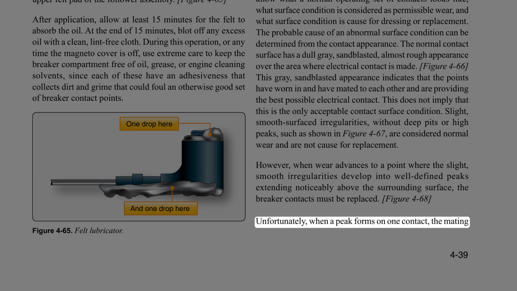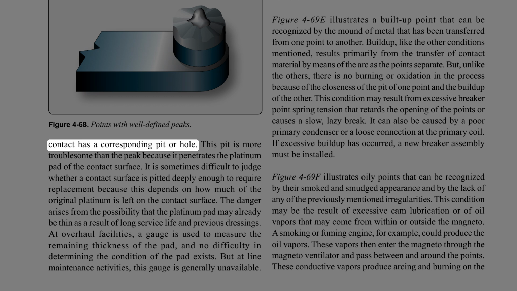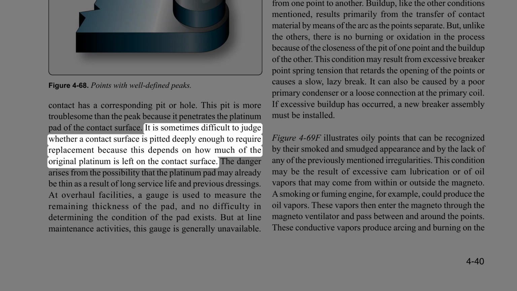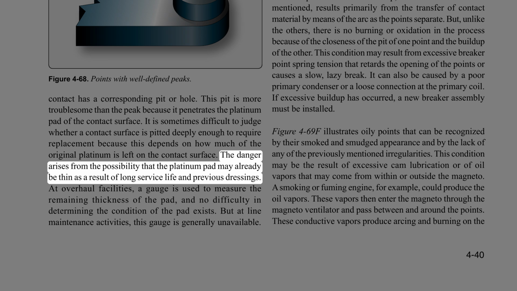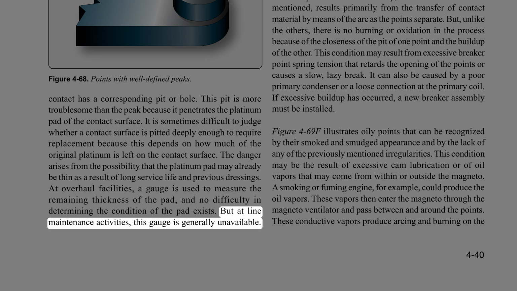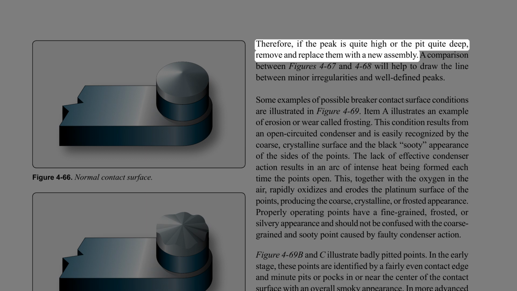Unfortunately, when a peak forms on one contact, the mating contact has a corresponding pit or hole. This pit is more troublesome than the peak because it penetrates the platinum pad of the contact surface. It is sometimes difficult to judge whether a contact surface is pitted deeply enough to require replacement because this depends on how much of the original platinum is left on the contact surface. The danger arises from the possibility that the platinum pad may already be thin as a result of long service life and previous dressings. At overhaul facilities, a gauge is used to measure the remaining thickness of the pad, and no difficulty in determining the condition of the pad exists. But at line maintenance activities, this gauge is generally unavailable. Therefore, if the peak is quite high or the pit quite deep, remove and replace them with a new assembly.